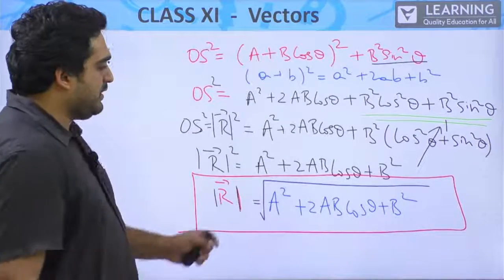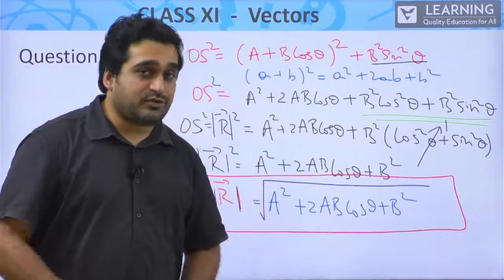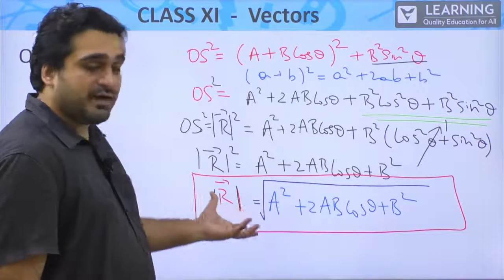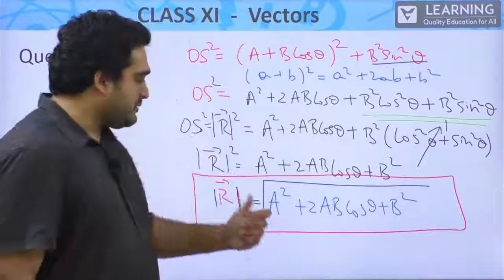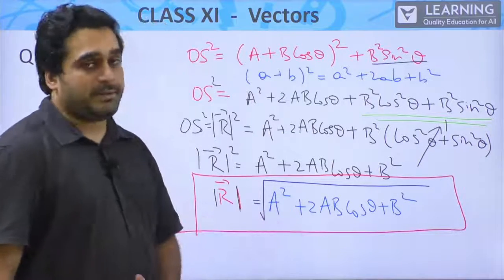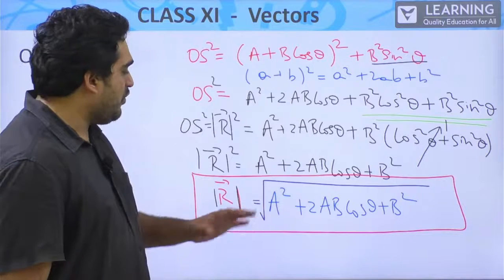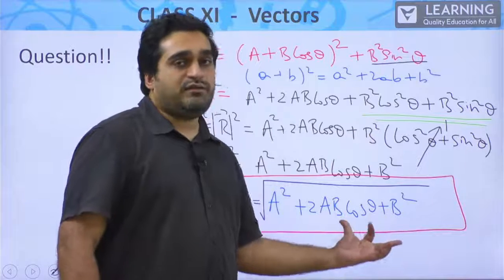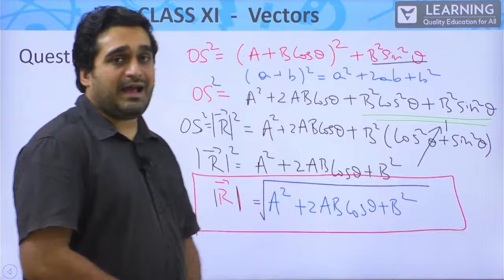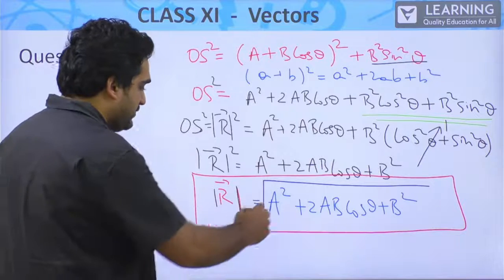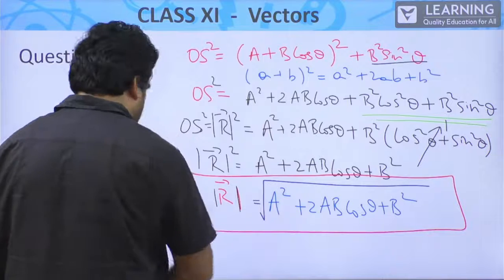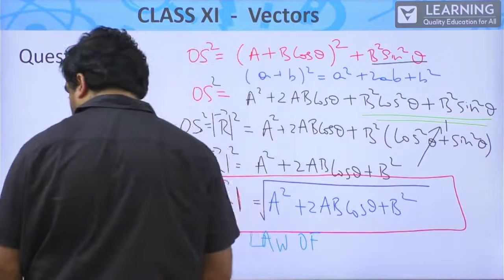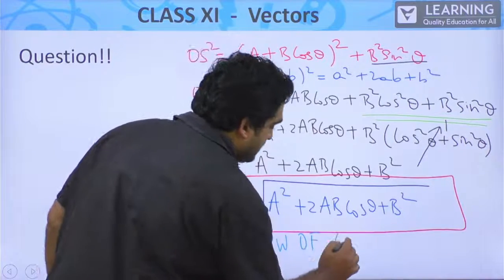This result tells you how to find the magnitude of a resultant vector when two given vectors are added. The resultant vector's magnitude can be found in such a manner. Okay, so I hope this is clear as to how to find the magnitude. This particular formula, what you have here, is defined as the law of cosines. So this is what is called the law of cosines.